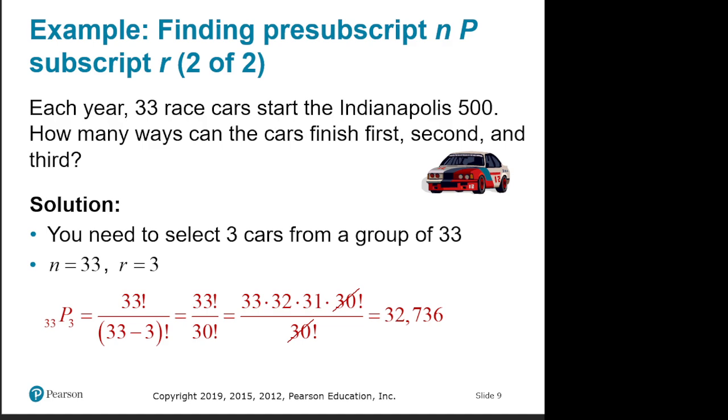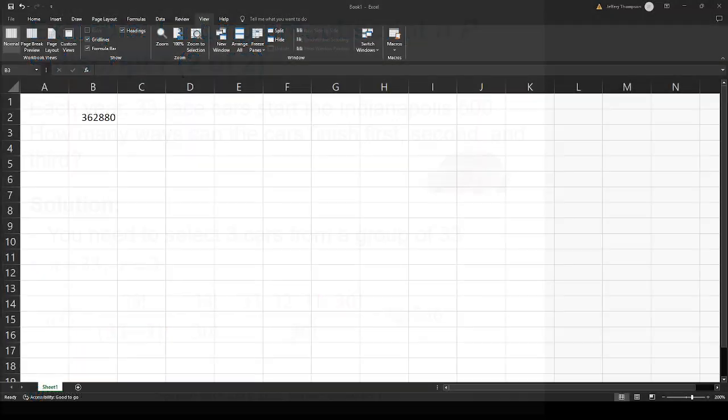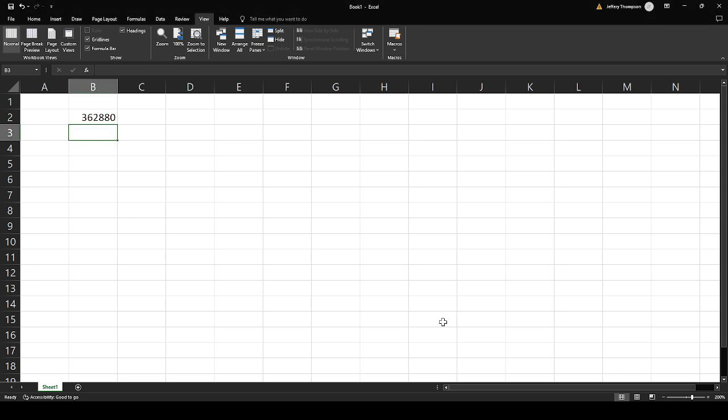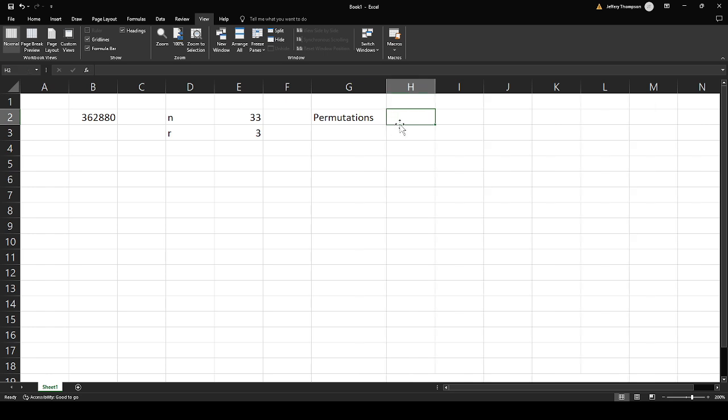So what I'm going to do here is come back over to Excel. And I have my factorial command here. What I'm going to do is say I have 33 cars. I'm going to pick 3 of them. So my permutations. And I'm going to use the command here, equals, and I'm going to type in permutation, or PERMUT.